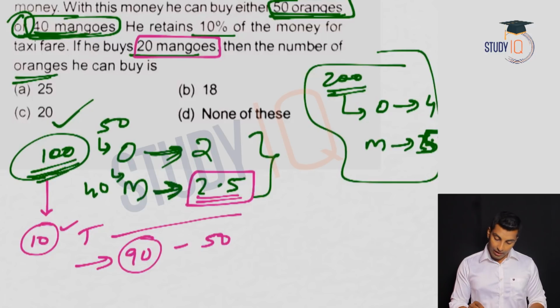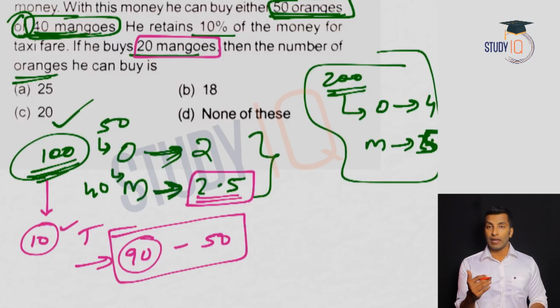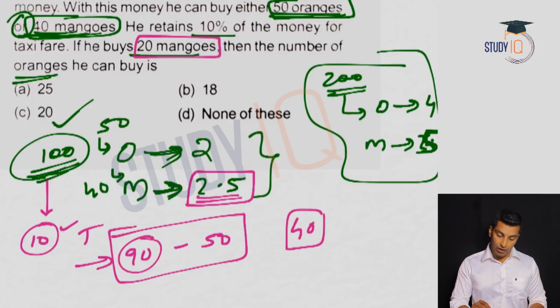So what is he having? He is having 90. Out of that he spent 50 rupees for mangoes. Now how much is he having? 40. Now with 40, how many oranges can he buy? Orange costs 2.